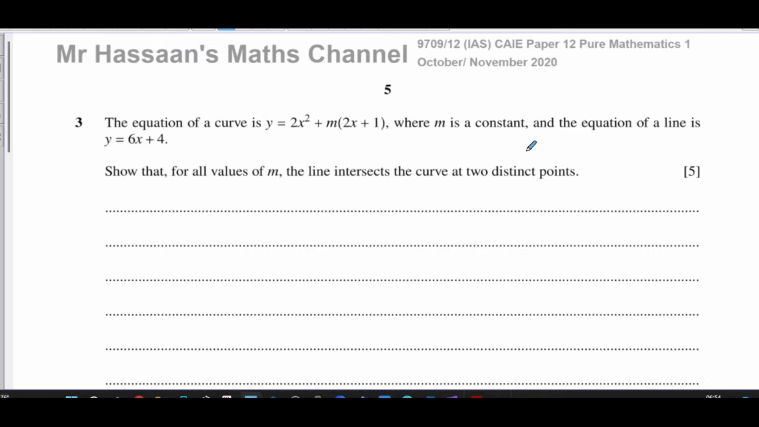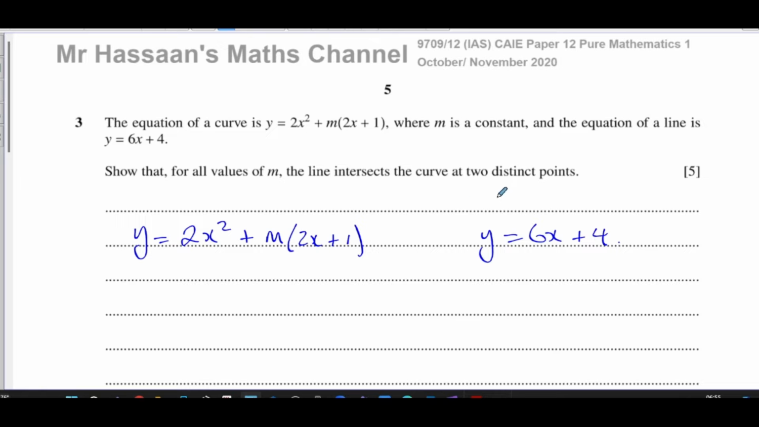The 97099 Cambridge syllabus. This question here, we have the equation of a curve given by y equals 2x squared plus m times 2x plus 1, where m is a constant. And the equation of a line is given by y equals 6x plus 4. We've got to show that for all values of m, the line intersects the curve at two distinct points.